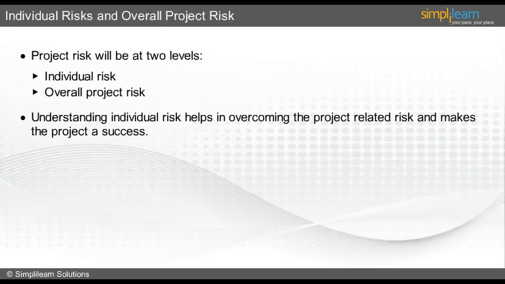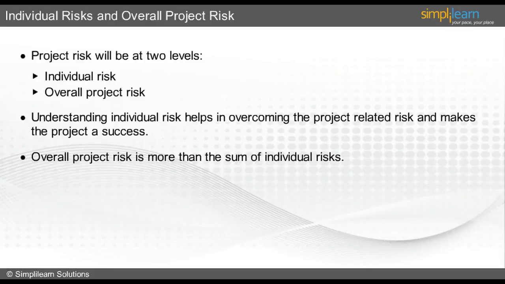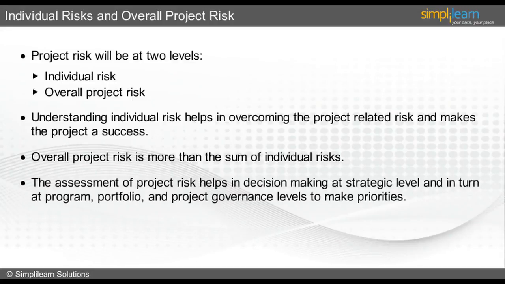Overall project risk is more than the sum of individual risks. The overall project risk represents the effect of uncertainty on the project as a whole. The assessment of project risk helps in decision-making at strategic level and in turn at program, portfolio and project governance levels to make priorities. By looking into the overall project risk, we can determine the contingency reserve required to manage the budget and the timeline of the project. Each stakeholder in the project will have different risk-taking attitudes. In the next slide, we will look into the stakeholder risk attitude.